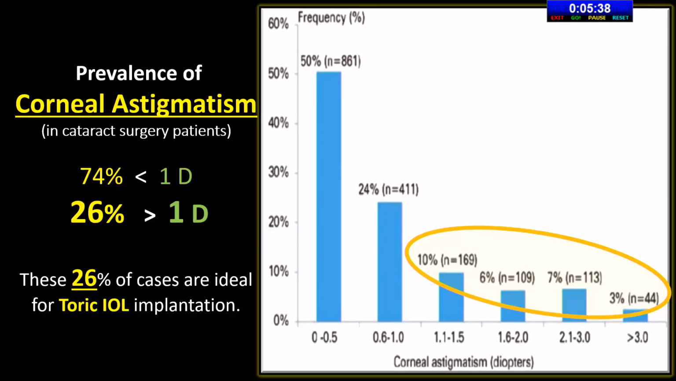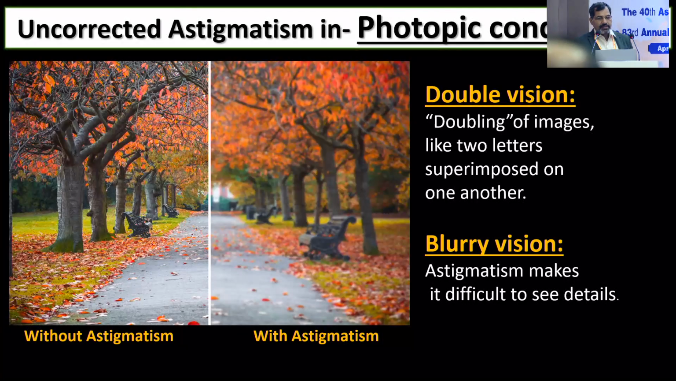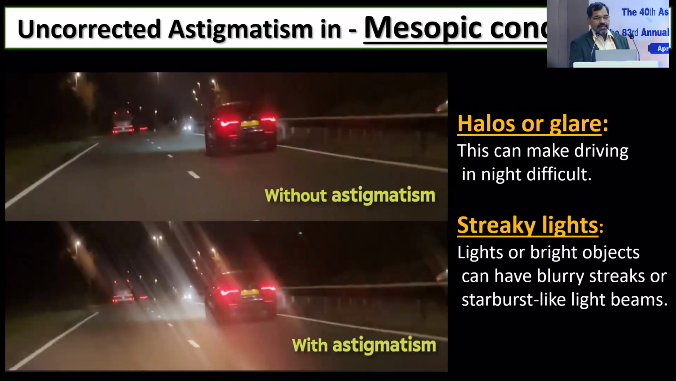If we see the prevalence of astigmatism in cataract patients, about 26% of the patients have astigmatism of more than one diopter. So they are the best candidates for toric lens implantation. Out of every 3 or 4 patients, we can advise them for toric lens implantation. If astigmatism is not corrected, in photopic conditions it causes double vision and blurry vision. In mesopic conditions, it causes halos, glare and streaky lights.